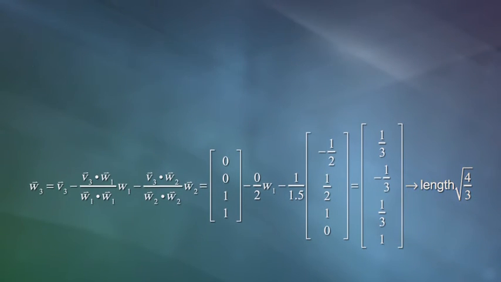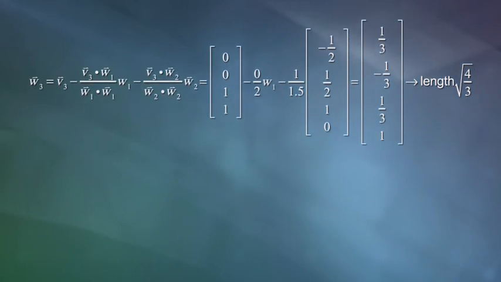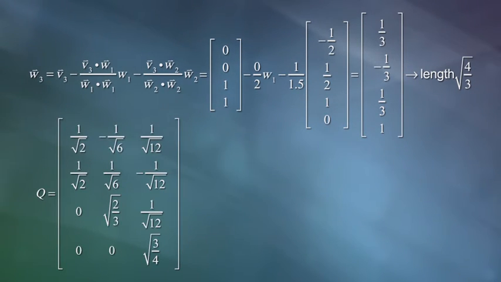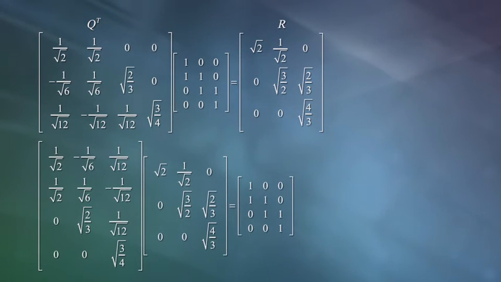So now if we normalize W1, W2, and W3 and put them in the columns of a matrix, we get this matrix Q, which has orthonormal columns. To find R, we can look at Q transpose times the original matrix. If you do that, you find R to be this matrix. And now you can check that Q times R actually gives back the original matrix.